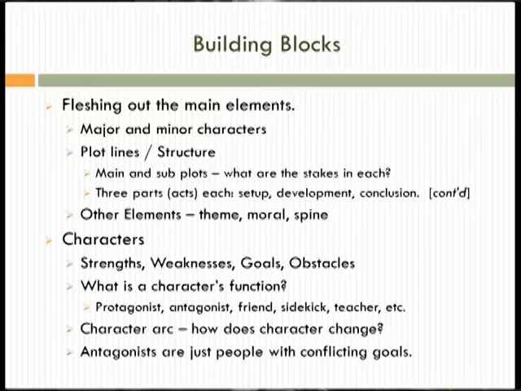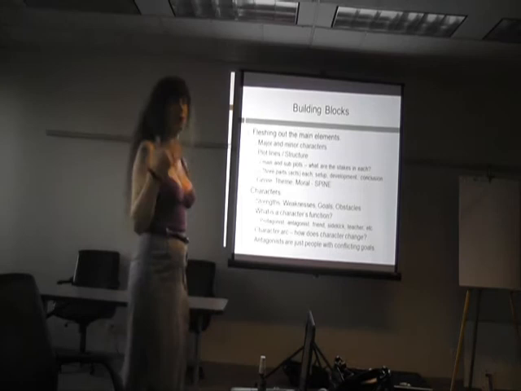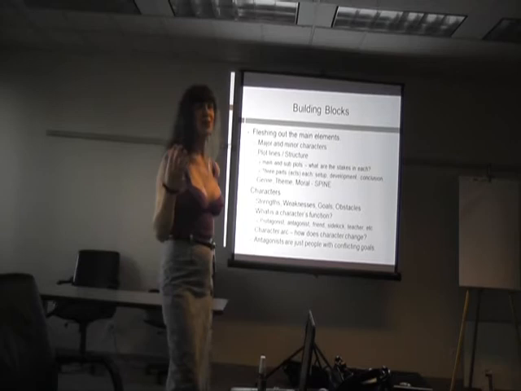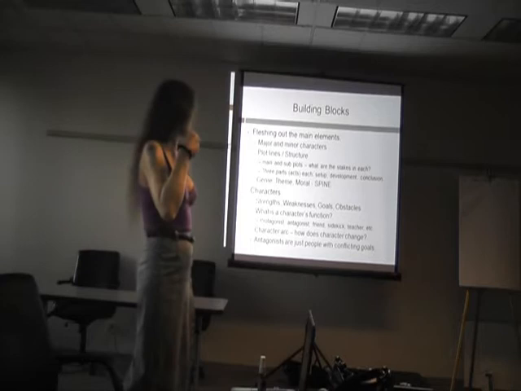Now, characters. Every character has strengths, weaknesses, goals, and obstacles to those goals. Each character also has some function that they bring to the story: the protagonist, or the hero or heroine, an antagonist, which in many stories is the villain. Then you've got friends, sidekicks, helpers. Every character needs to serve some kind of function to the story.